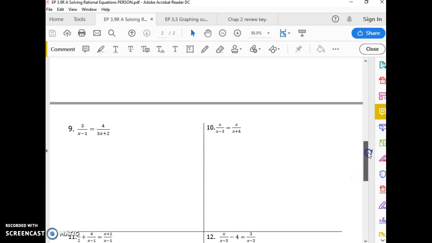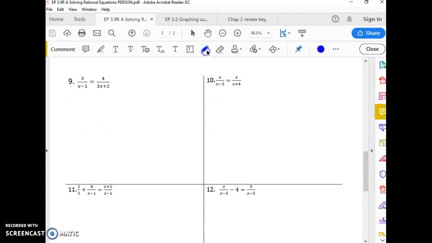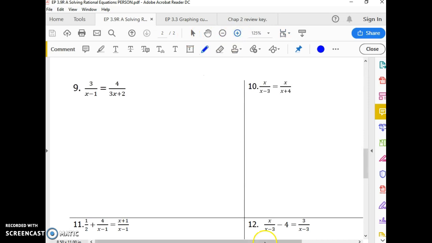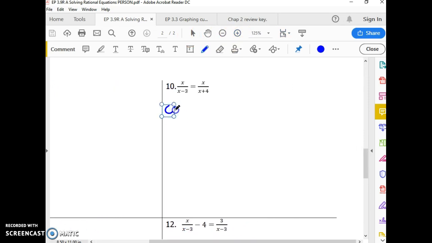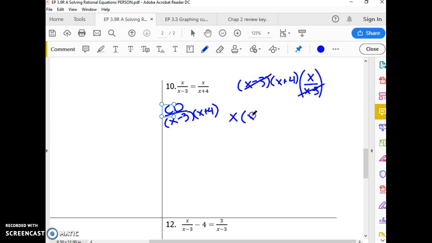So I want to come and do problem 10 with you guys real fast. So I'm going to zoom up on problem 10. So my common denominator is going to be x minus 3, x plus 4. So I'm going to have to go x minus 3, x plus 4. I have x over x minus 3. Those go away, and I'm left with x times x plus 4. That's the one side. So this side I've got to times by x minus 3, x plus 4. And those are going to cancel out, so I'm left with this on both sides, x, and again x plus a 3.